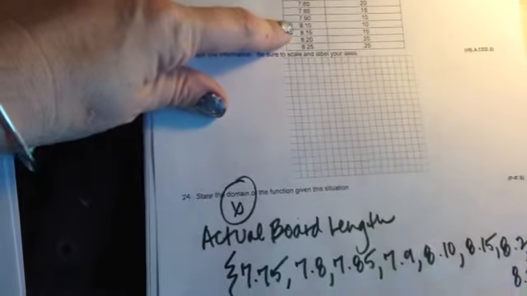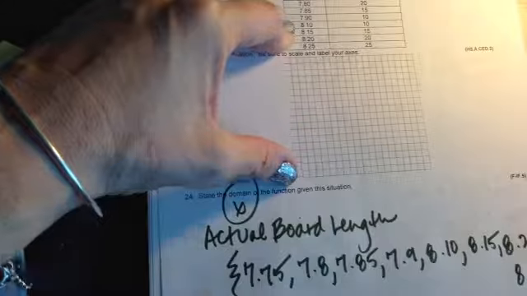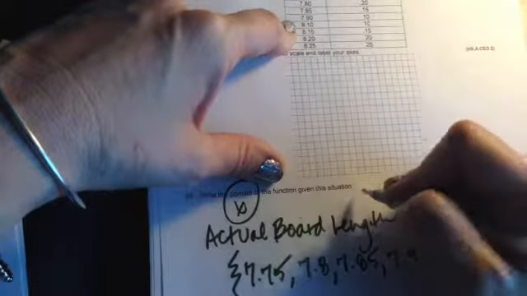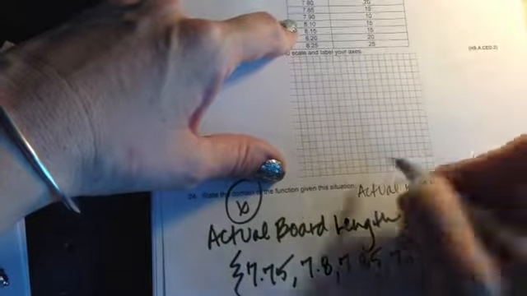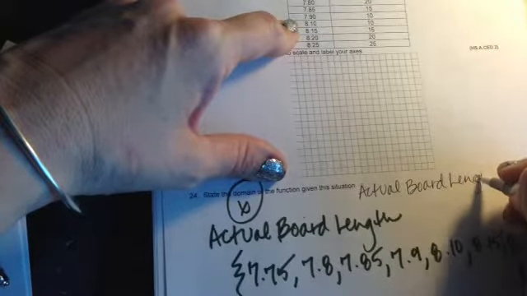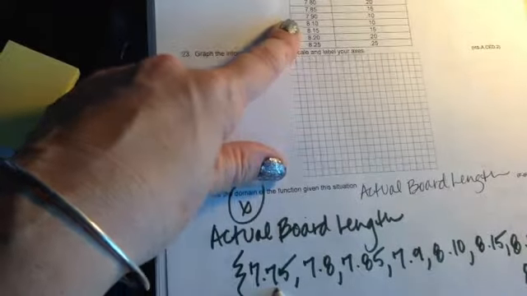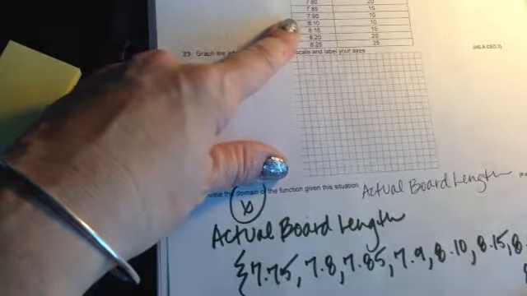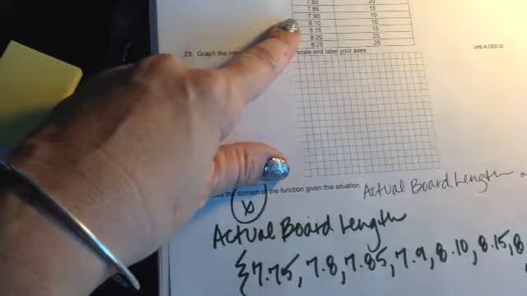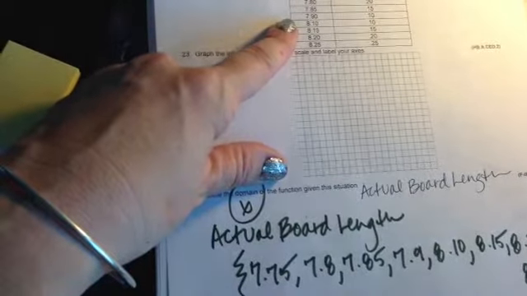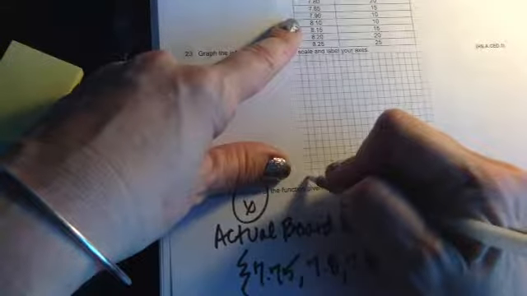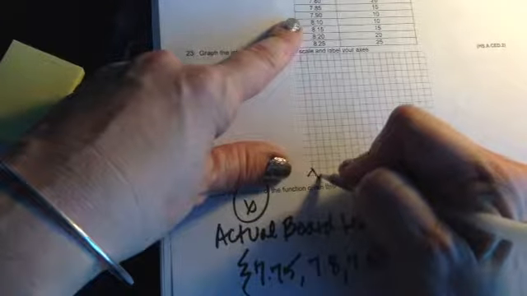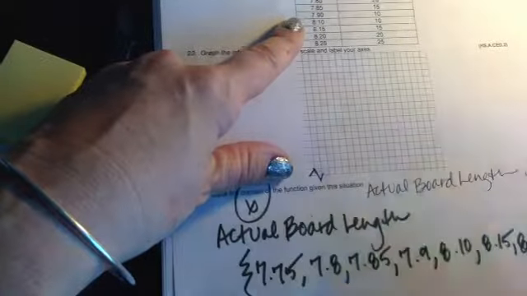Now the reason that was important to me and I started there is that for my graph, I want to put actual board length down here. I want to label it on the bottom of my graph. The smallest board length that I'm dealing with is 7.75 and the largest one is 8.25. So I need to figure out a scale on my graph that's going to allow me to represent each of those values. I don't want to start at 0.